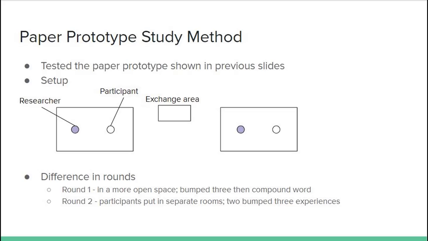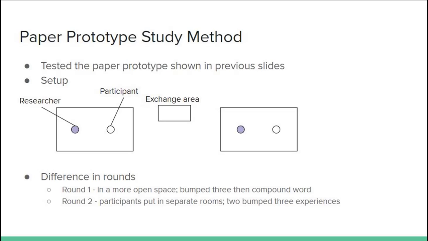Our first study involved testing the paper prototype that we mentioned earlier. Our study had the following setup, where we had 2 separate rooms, and each room contained a researcher conducting the study, as well as a participant in that study. The participants were strangers, and the mutual friend was listed on the paper prototype as one of the researchers.